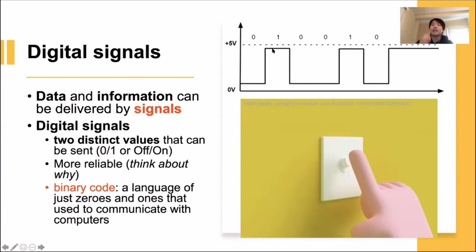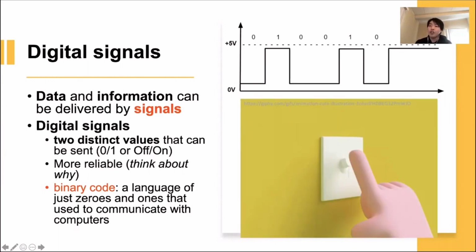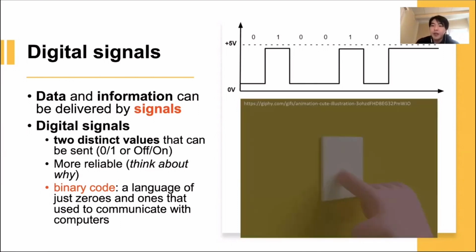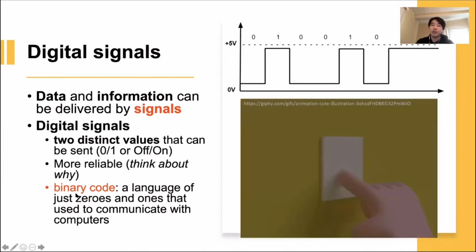Now, you can think of this as a light switch that can either be on or off. As you can see here, it's kind of distracting because it's flicking. But anyway, digital signals are, compared to analog signals, more reliable. That's why nowadays, most of the signals that we send within the communication device and also within the device is usually digital. And this digital concept of 0 and 1, it's called binary code.